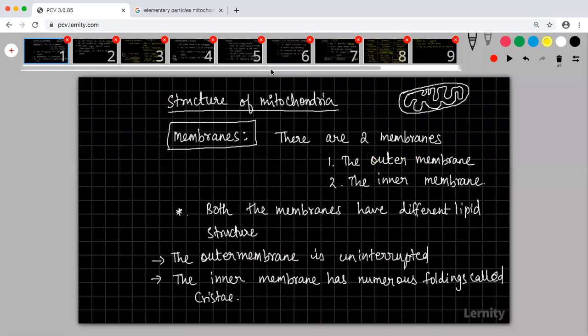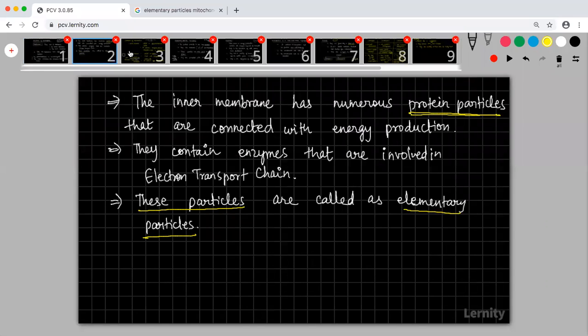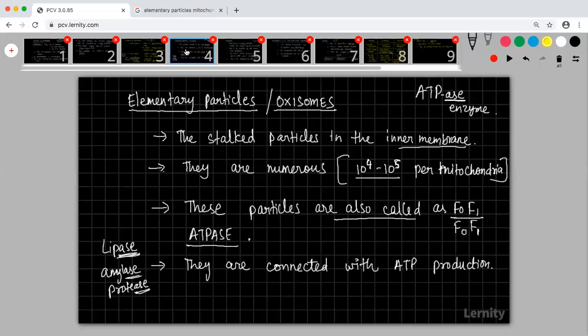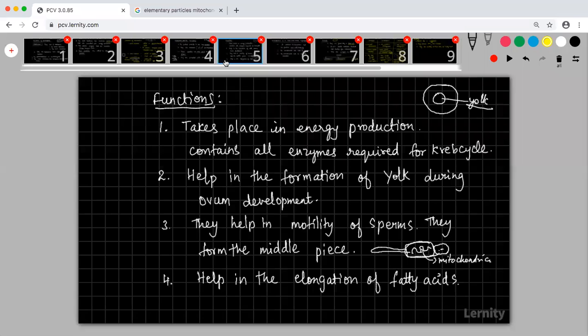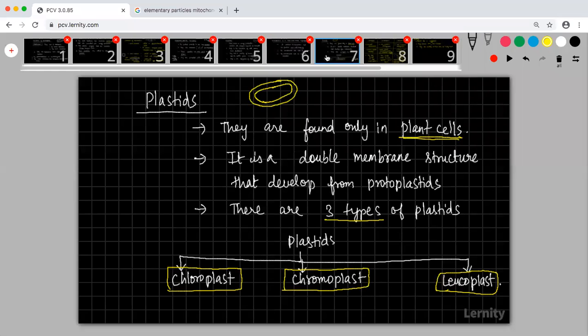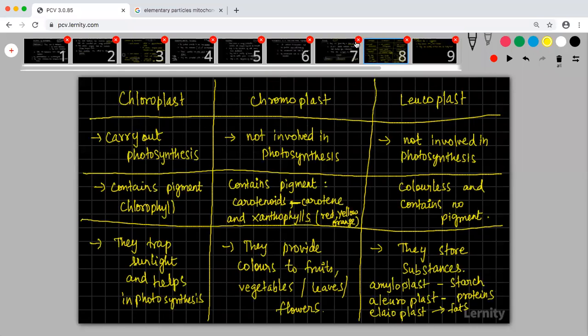Okay, first slide, second slide, third slide, fourth slide, fifth slide, sixth slide, seventh slide, eighth slide, ninth slide.